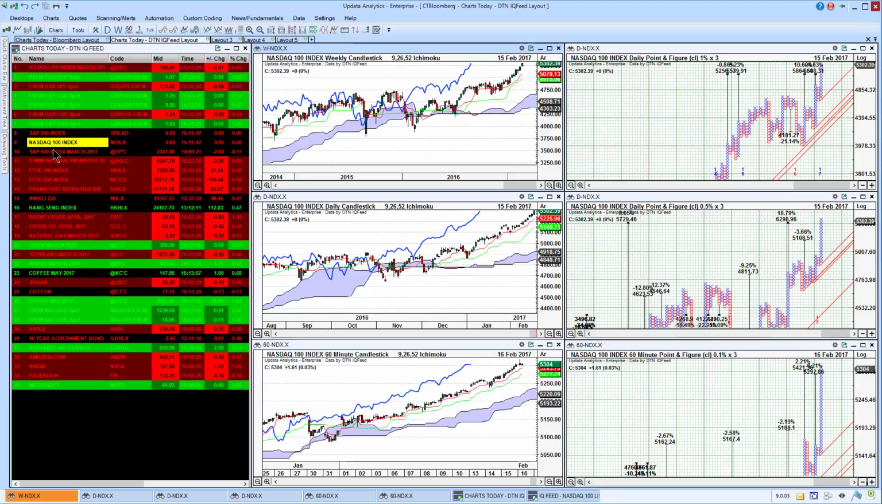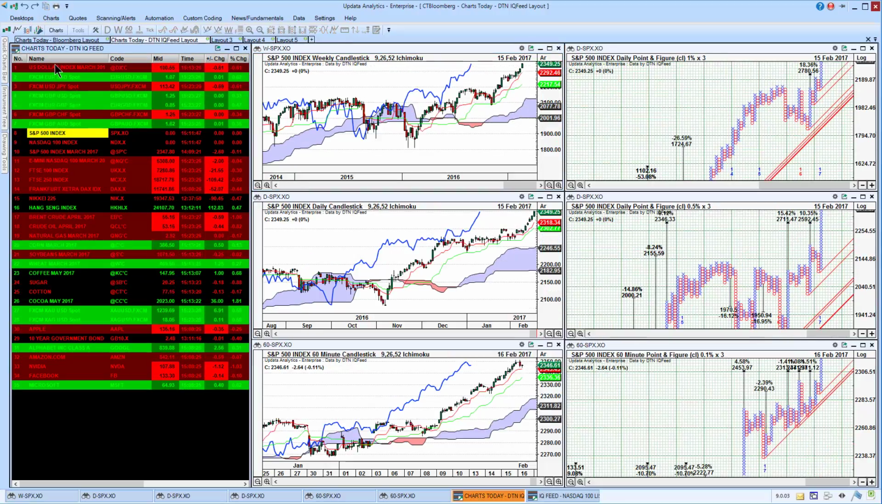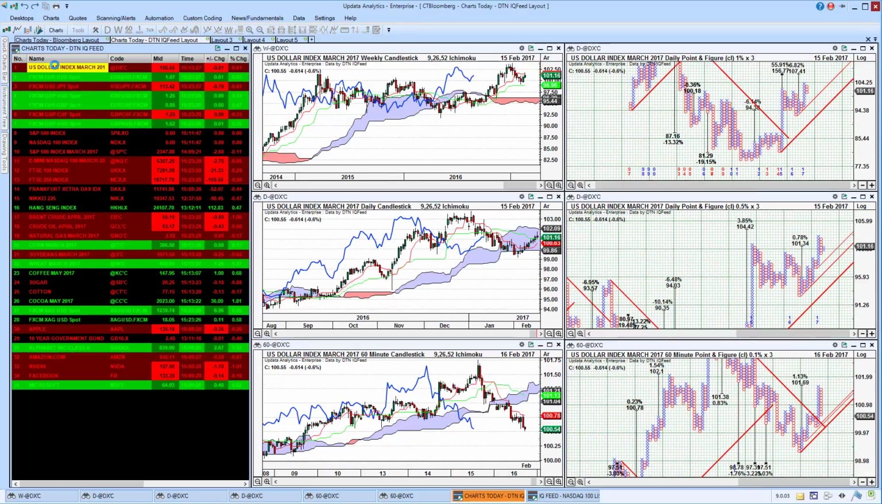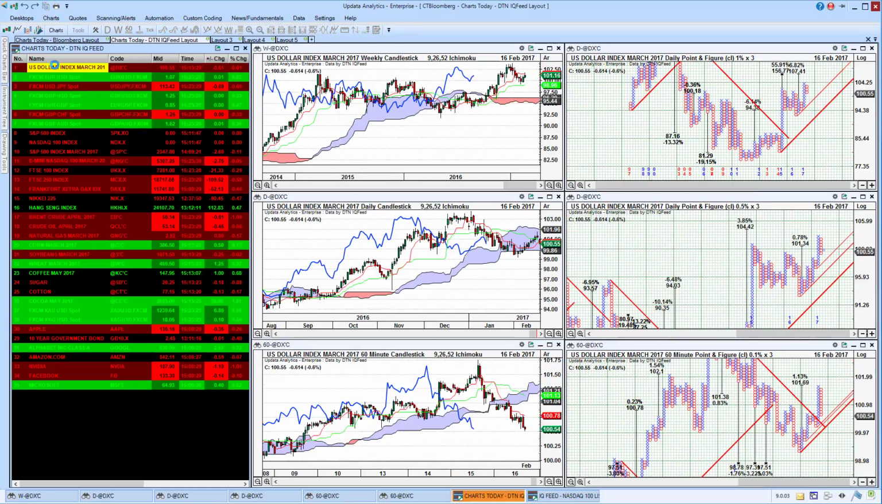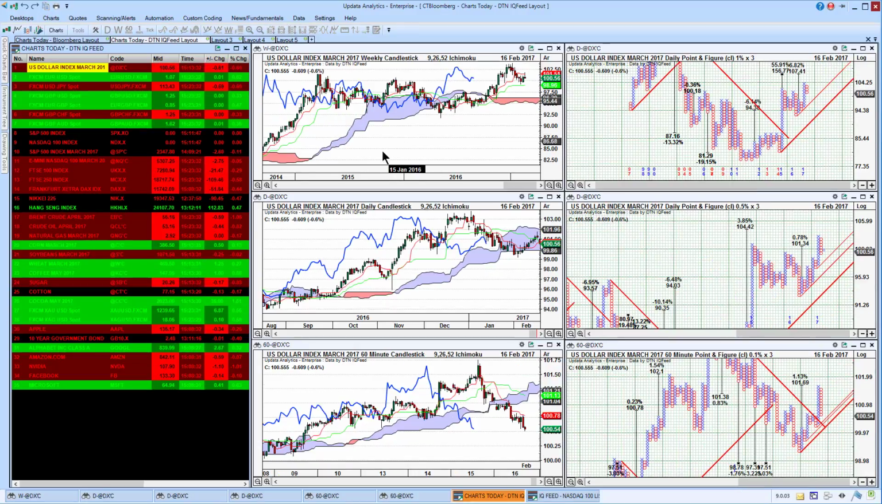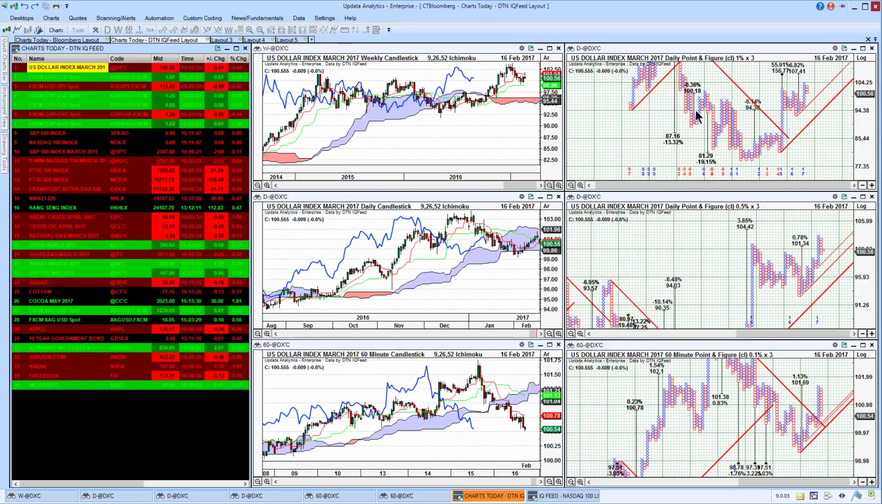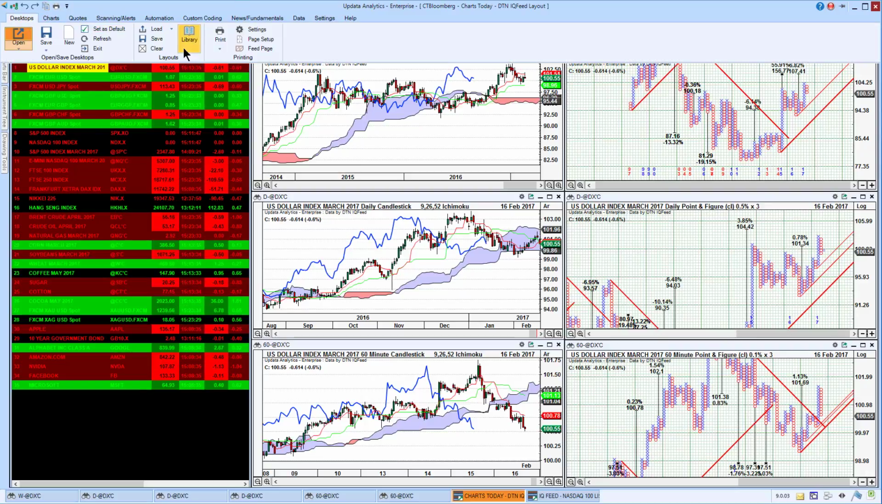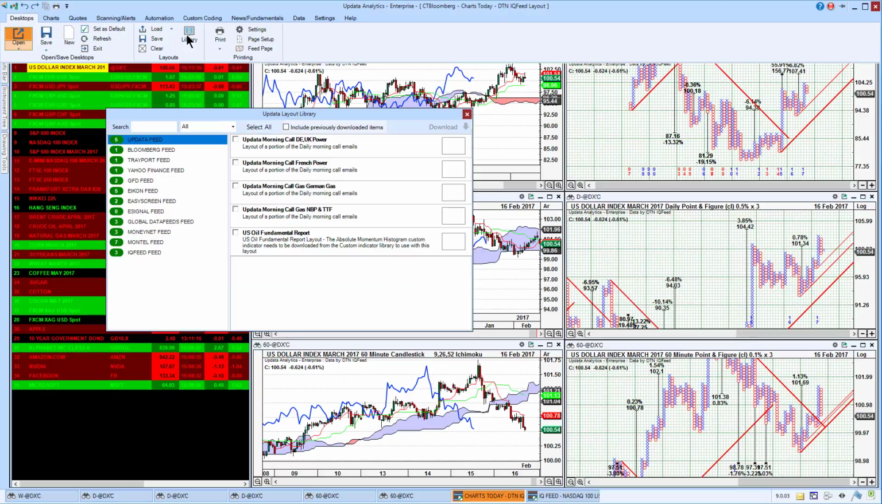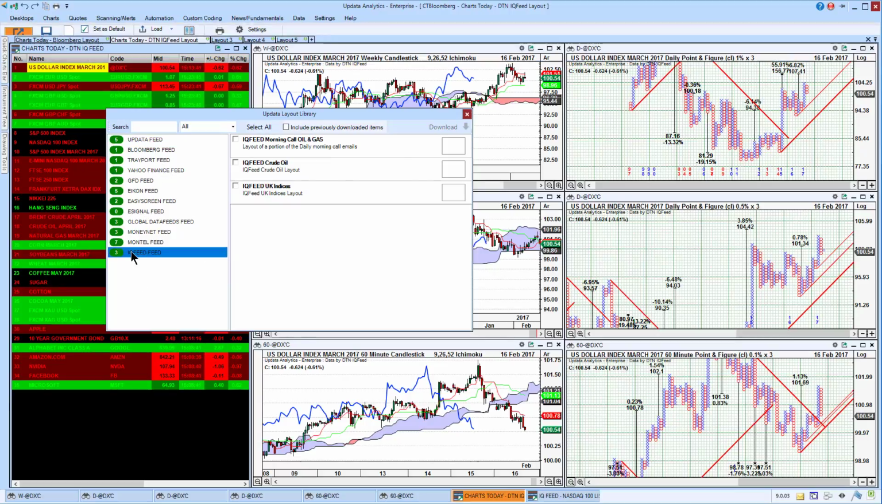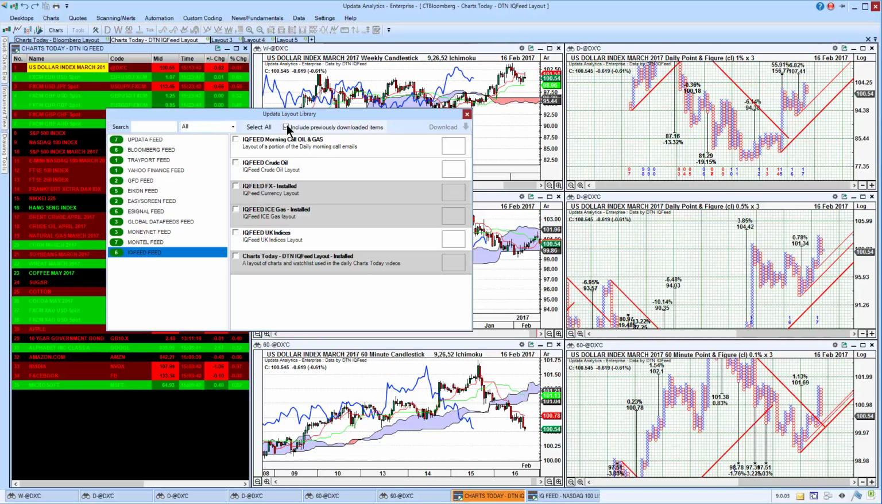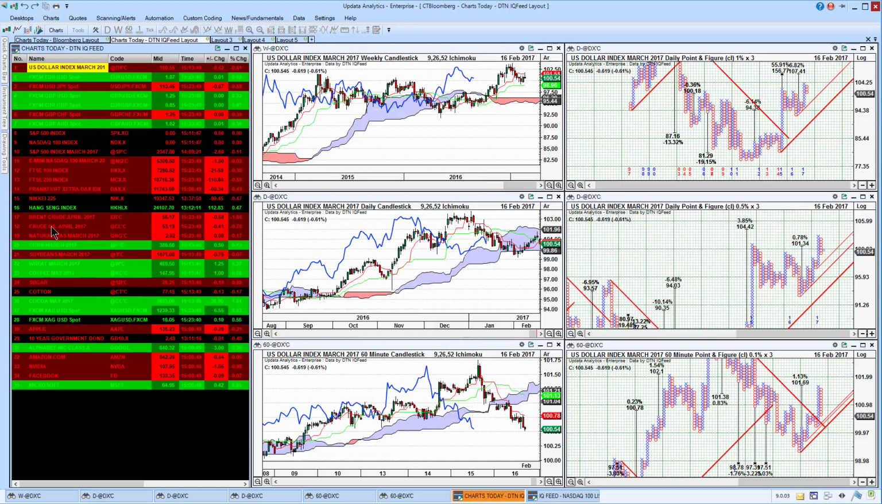So here I look at the stock indices each day. I look at things like the dollar index, currencies. But also I can go and grab other lists. Now you can grab this template first of all from the Updata library. So in Updata Analytics, if you've got the IQ feed, depending on what data feed you're running, you just simply click here and you can download the Charts Today layout. You download that and straight away you're then viewing that in your system. So this is the same layout.